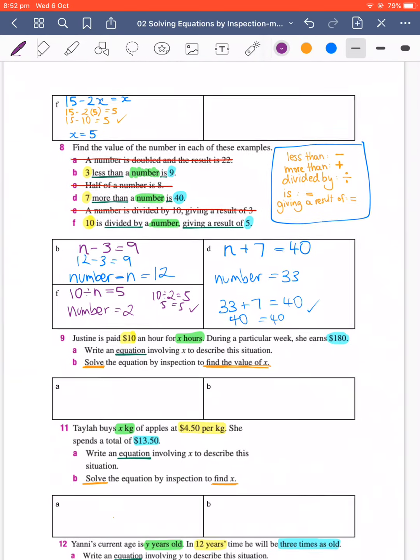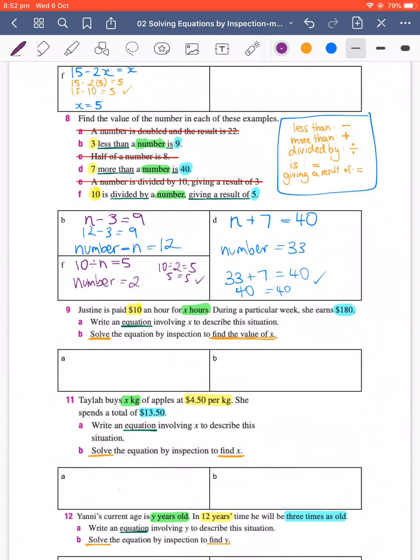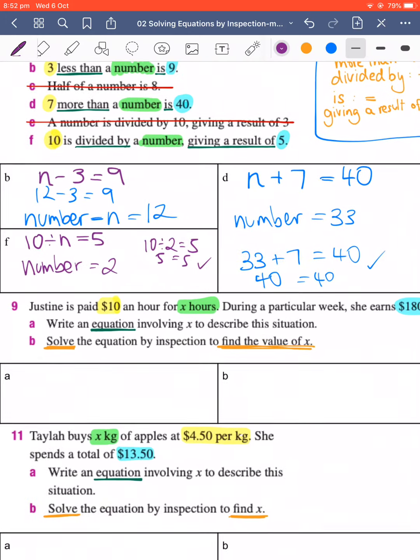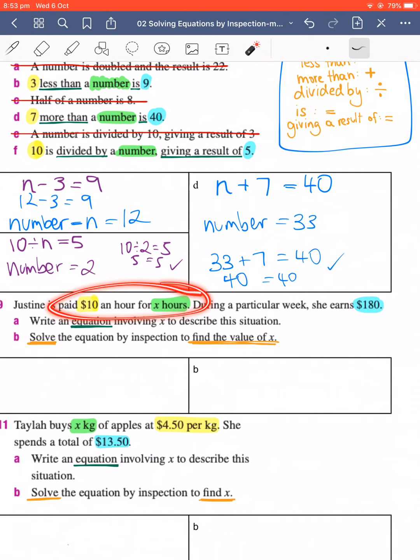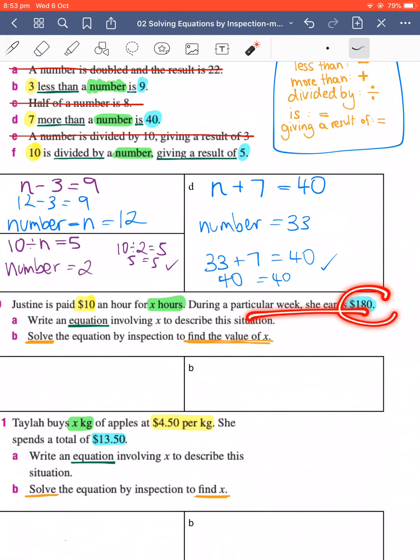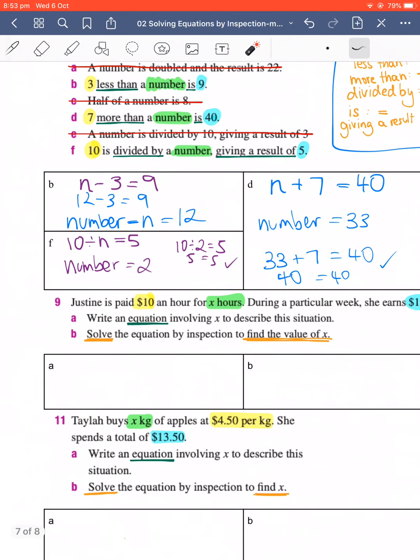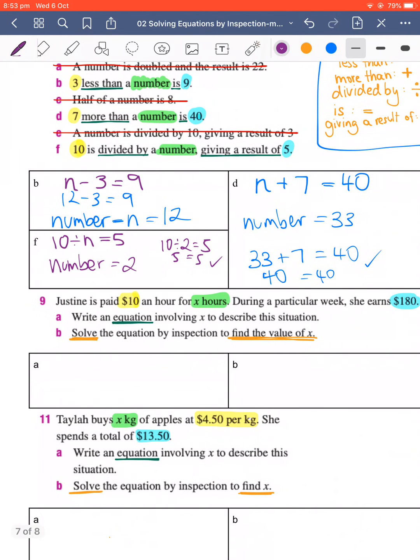Okay, last couple of questions, and these are towards the end anyway, particularly for Group A. 9 is an extension. For Group B, have a go at it though. Justine is paid $10 an hour for X amount of hours. During a particular week, she earns $180. First thing we're going to do is write an equation to represent this information. So let's do that first and foremost.